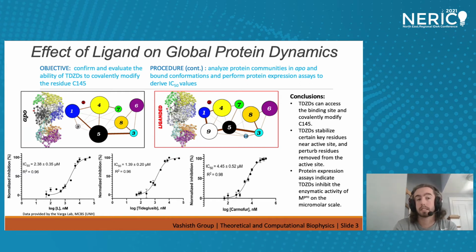Further, we are interested in studying the effect of the ligand on global protein dynamics, so we performed a community analysis on the apo and liganded form. The community analysis offers insight into correlations between residues on a local and global scale.